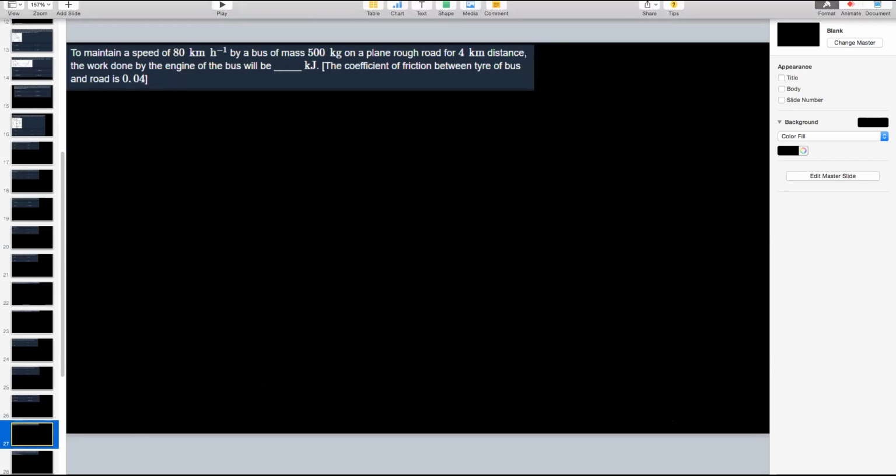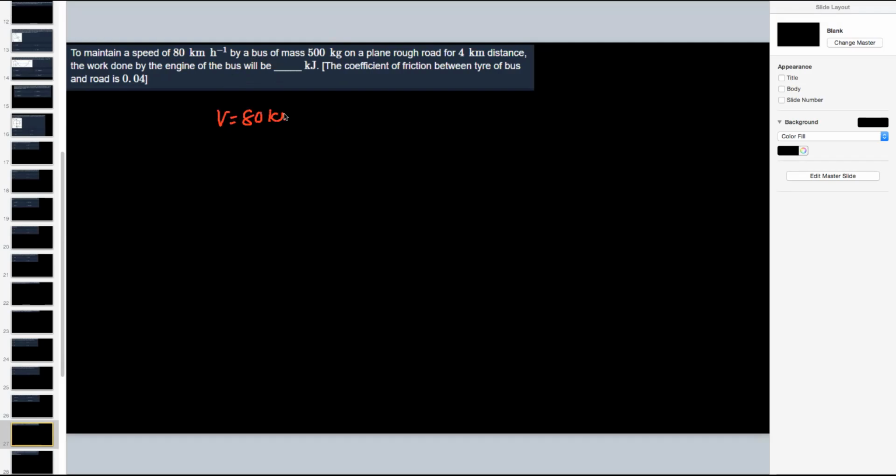This is the last question. What is the question given? To maintain a speed of 80 kilometer per hour, the mass of the bus is 500 kg. On a plain rough road for 4 kilometers distance, what is the work done by the engine of the bus? And the coefficient of friction is given as 0.04.